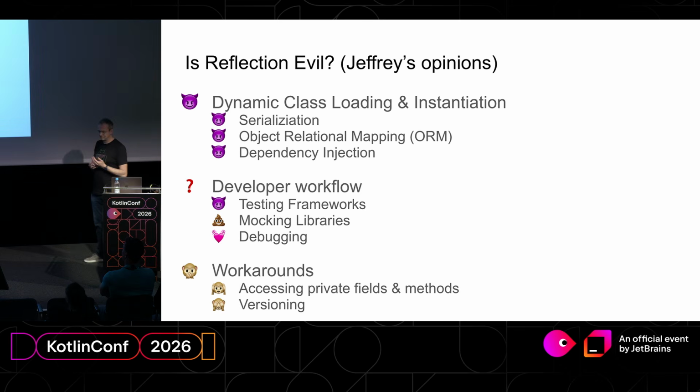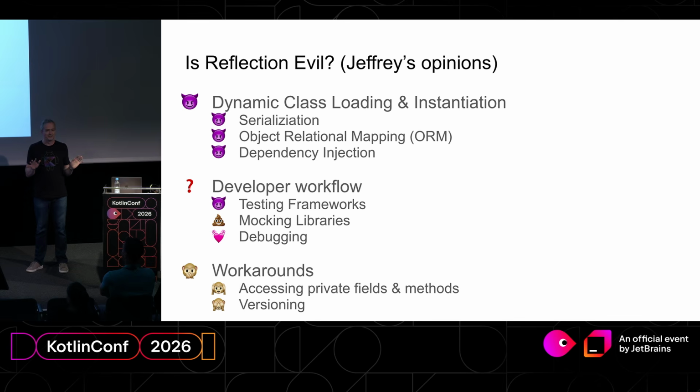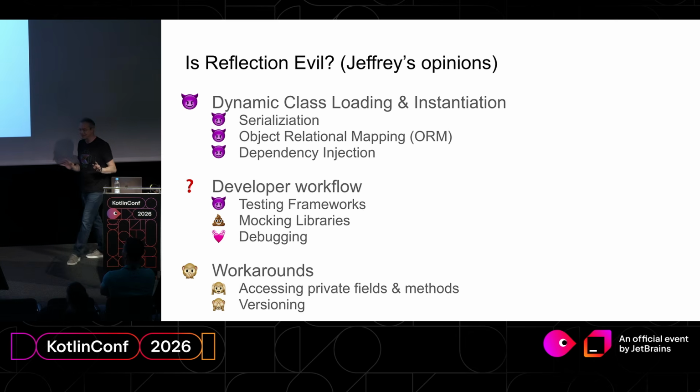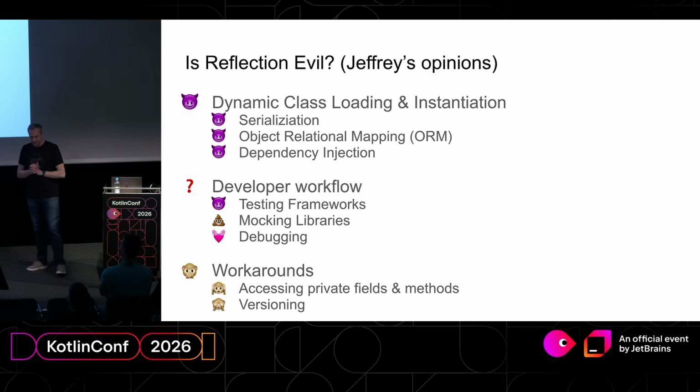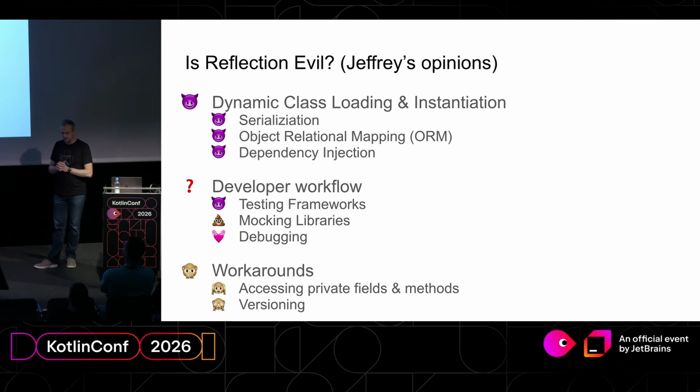Now, why do I think reflection is evil? And these are my opinions. These are not Google's opinions. I mean, after all, Google gave you such beauties as Guice and GSON. So these are purely my opinions. So dynamic class loading, I think these are evil. There's many better solutions, right? You randomly end up with some instance of a class or even method calls. I think there's much better solutions there. So I'd say pure evil for this use case.